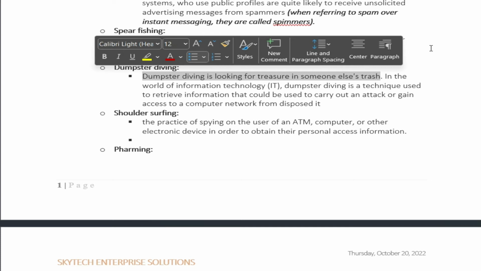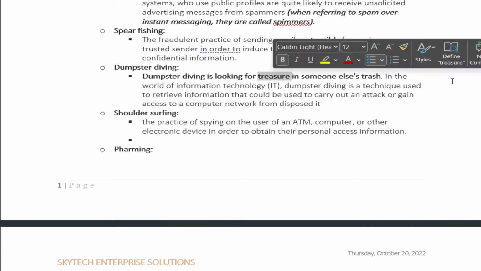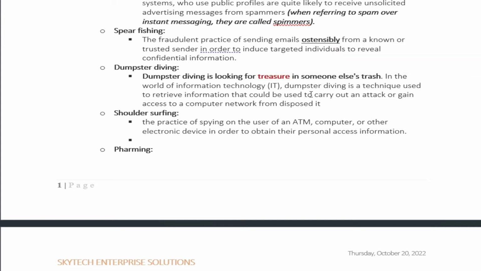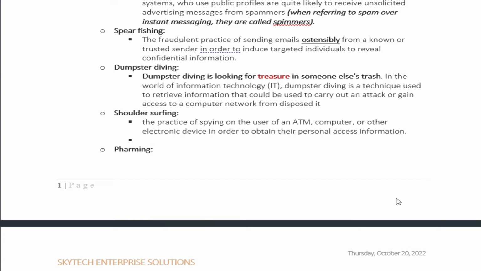Have you seen when you watch certain movies and the cops are doing an investigation and they need to find evidence? They're looking for some kind of evidence, could be paperwork or receipts, could be DNA. To them, that is the treasure they're looking for at that moment. So dumpster diving is looking for treasure in someone else's trash. Now, in the world of IT, dumpster diving is a technique used to retrieve information from disposed IT paperwork that could be used to carry out an attack or gain access to a computer network.